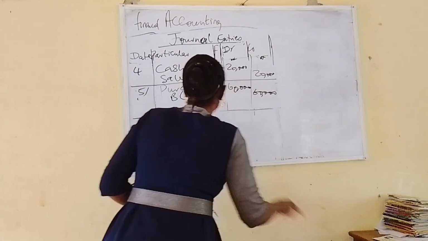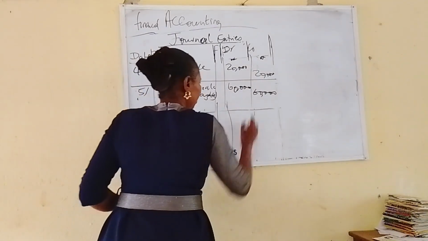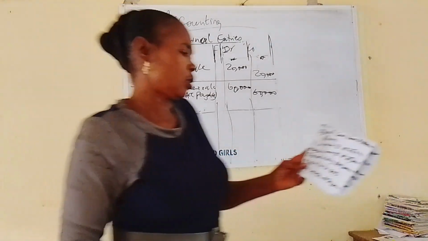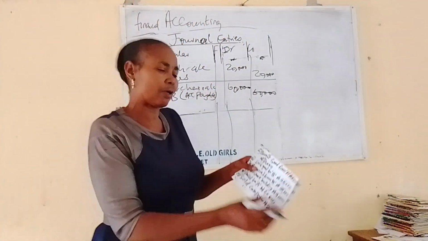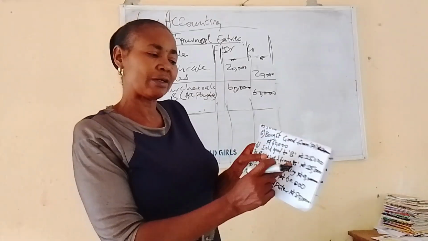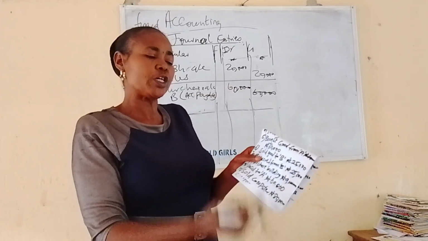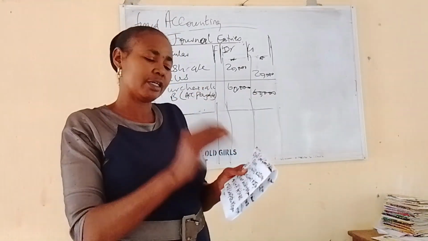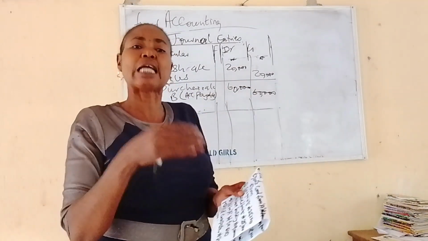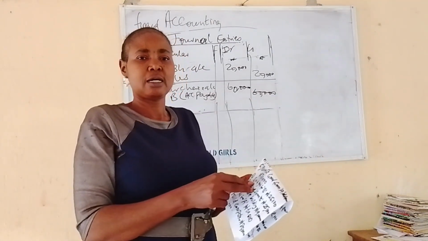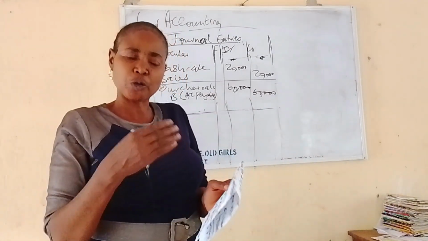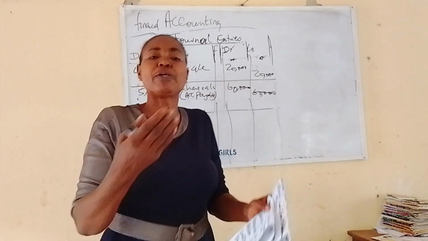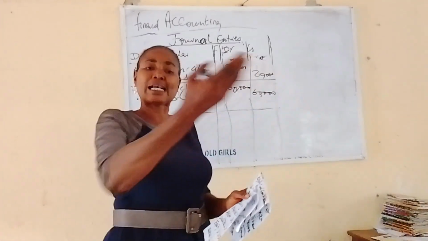Then let's finish up. Sold goods to B. This is another name mentioned. It's another credit transaction. So he sold goods to B. Then B is owing the business now. B is a debtor to the business. And a debtor to the business is under what? Debtor is under assets because the business is going to receive it in future. This is an asset of the business.